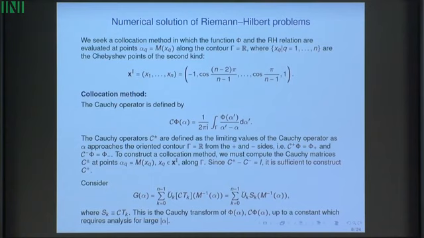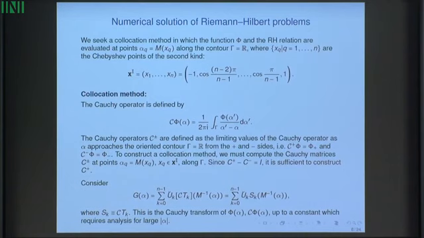Since these C plus and C minus operators are related by this expression here, it's sufficient to construct only one of those operators. So what we do is that we have the representation for phi, and we apply the Cauchy operator on that function. That means we are basically applying the Cauchy operator on the Chebyshev polynomial. If we do that, we get this expression here, and using this notation, we can write it in this form here.